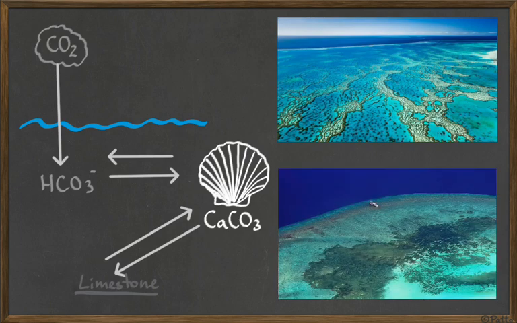All those corals over there are made by, among other stuff, calcium carbonate. So there's carbon over there. It's a big deposit of carbon on our planet.